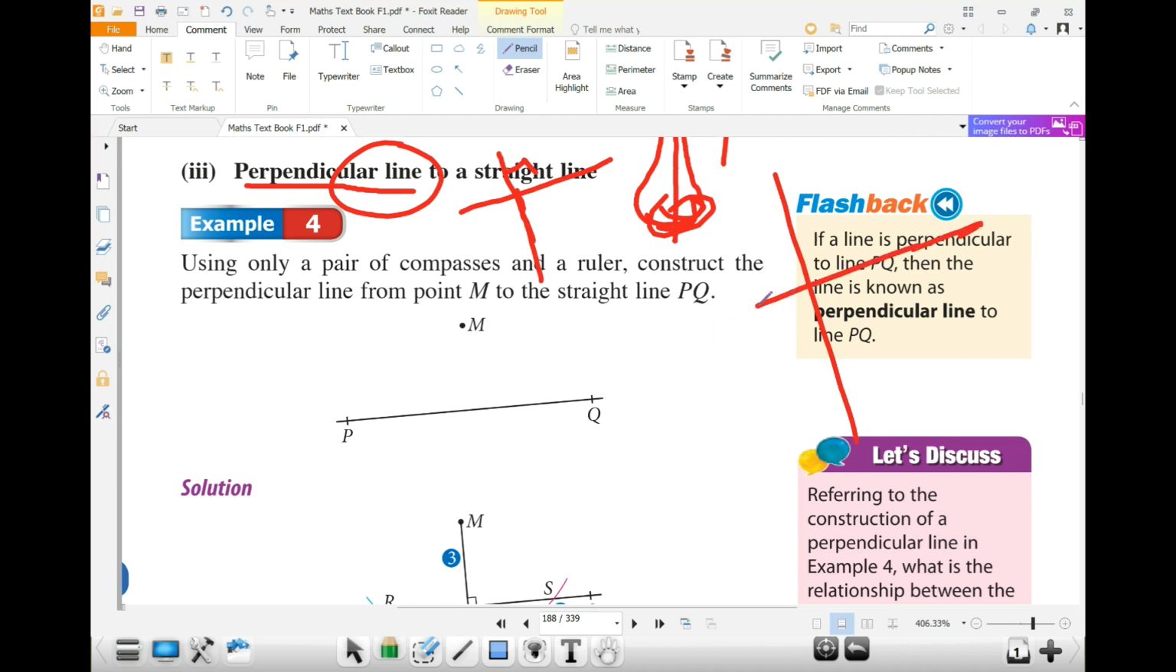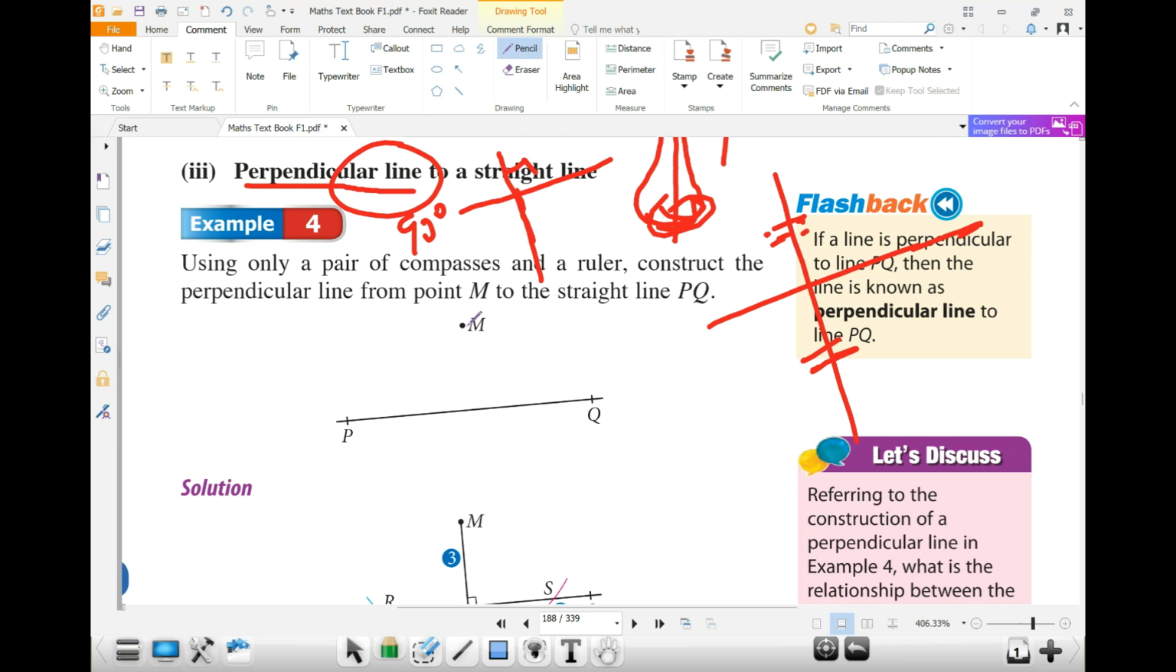I cannot draw on this PDF. It's a bit harder. So you just have to make sure perpendicular line is 90 degree. For example, in this question number 4 here, using only a pair of compasses and a ruler, construct the perpendicular line from point M to the straight line PQ. So from here, the point, you are going to construct the perpendicular line to this line over here.